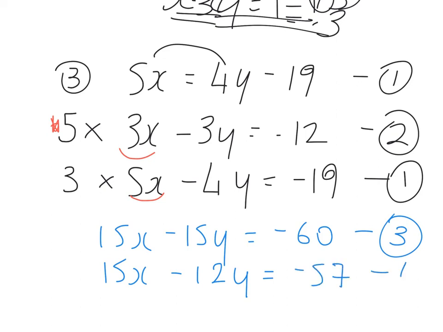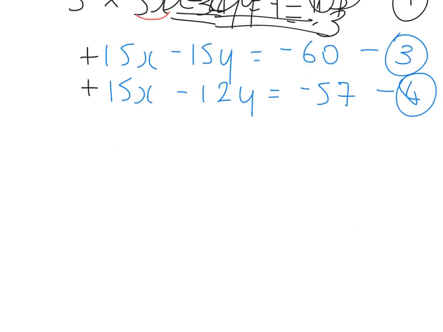That's equation 4. So this time I'm getting rid of x's. The signs, as you can see, are the same. They're both plus, so I'm going to subtract. It doesn't matter if I subtract 3 from 4 or 4 from 3, just take your time and be careful. So I'm going to decide to do 3 minus 4. So 15x take away 15x cancels out.